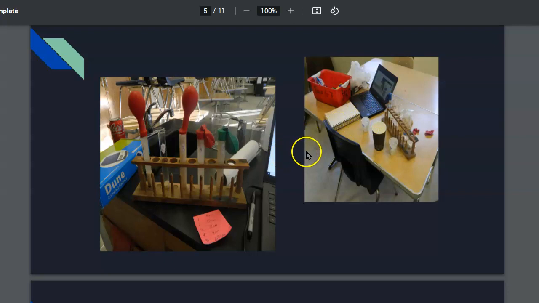me doing my experiment. This concludes my project.